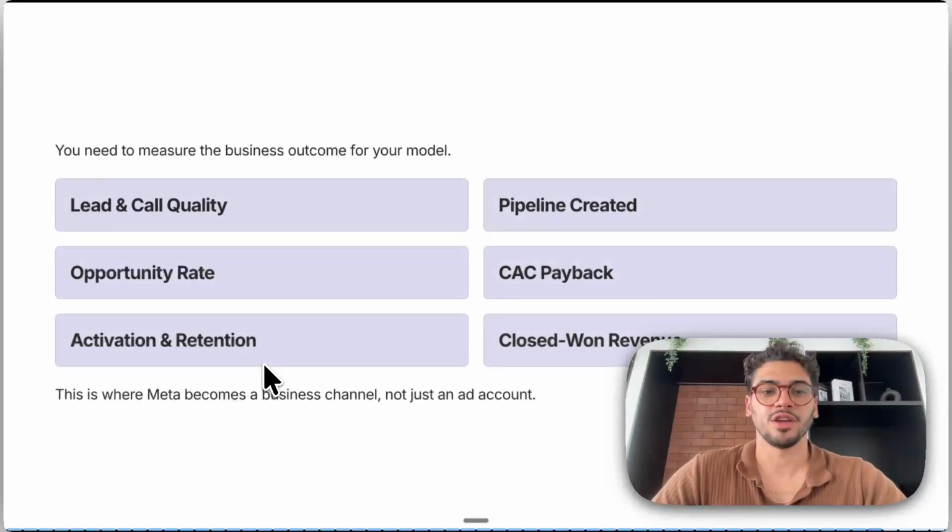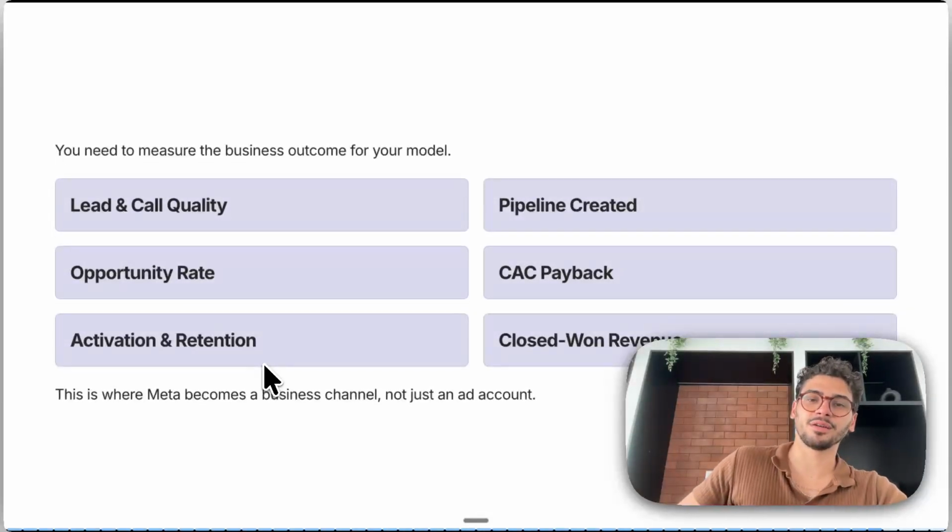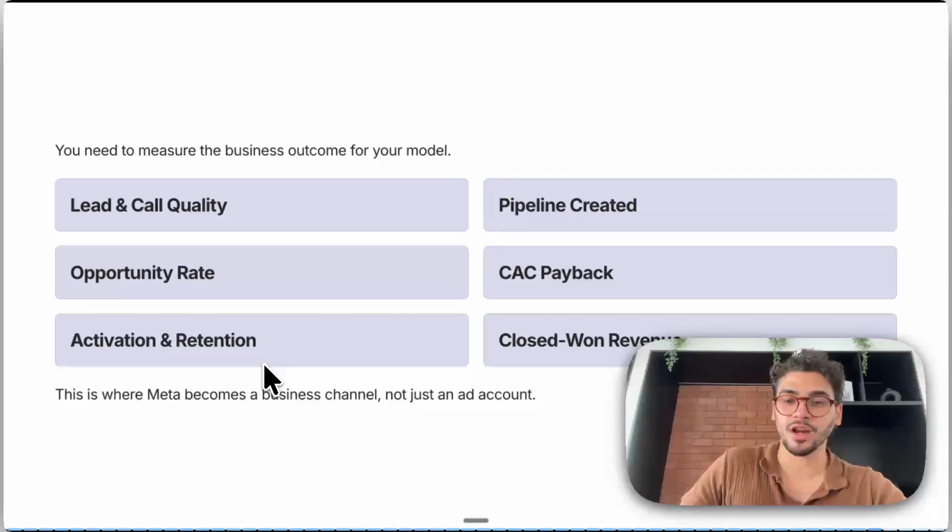How do you solve that? You need to measure the business outcome for your model, right? Lead and call quality, pipeline created, opportunity rate, CAC payback, activation and retention, closed won revenue, right? This is where Meta becomes a business channel, not just an ad account, right?